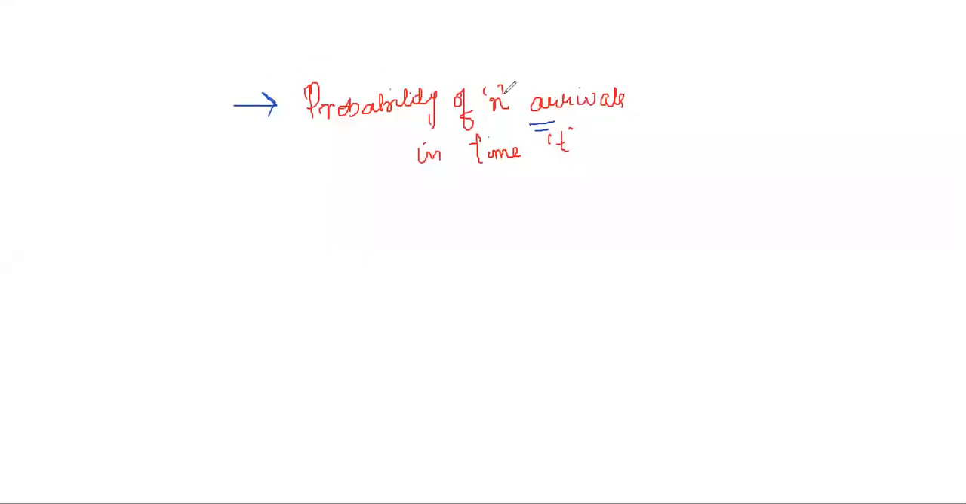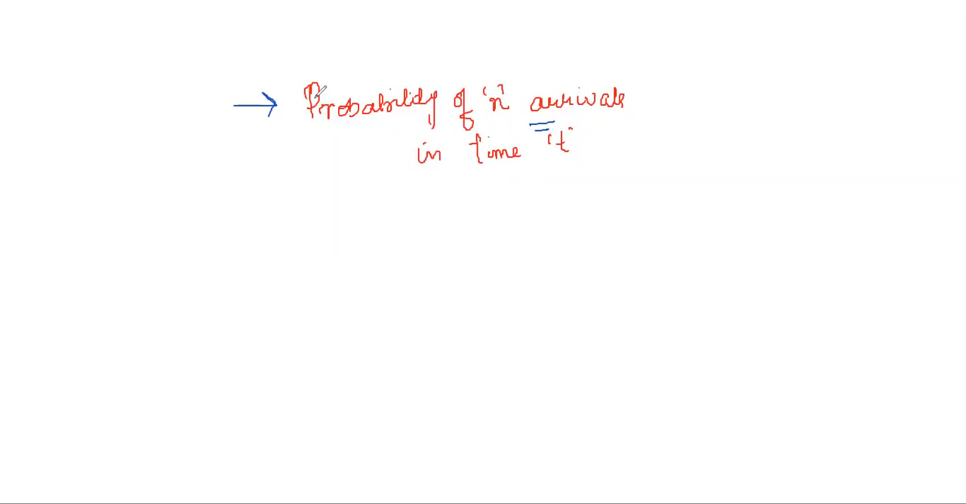Okay, now let's see what we are going to do today. We will just finish this topic of the queueing model. One formula we had to see is the probability of n arrivals in time t. We have to see how many people arrive. What is the probability of n arrivals in time t?